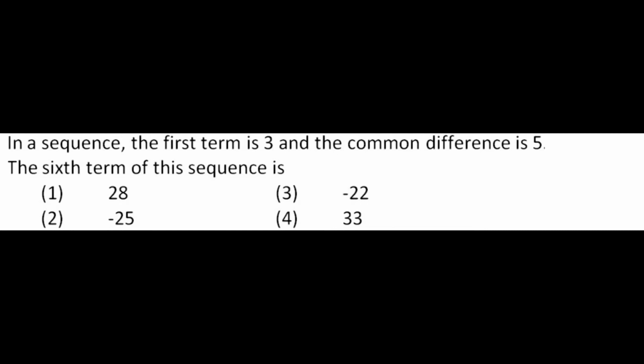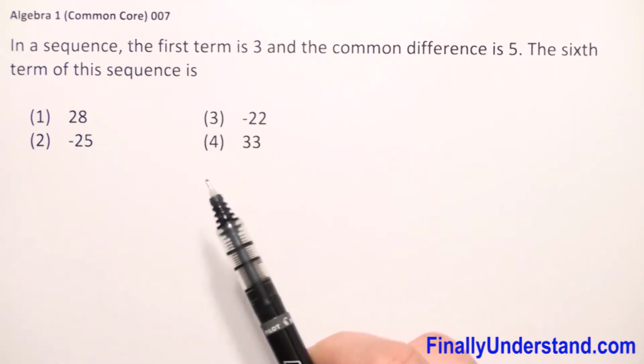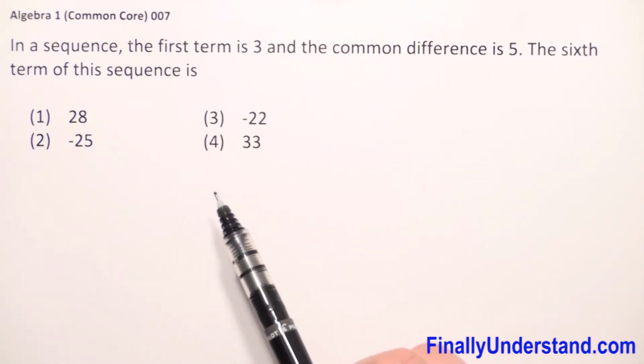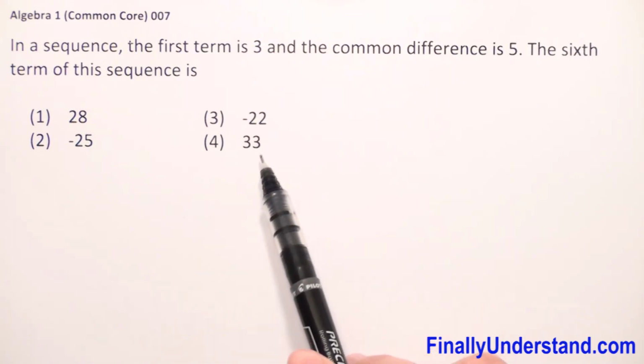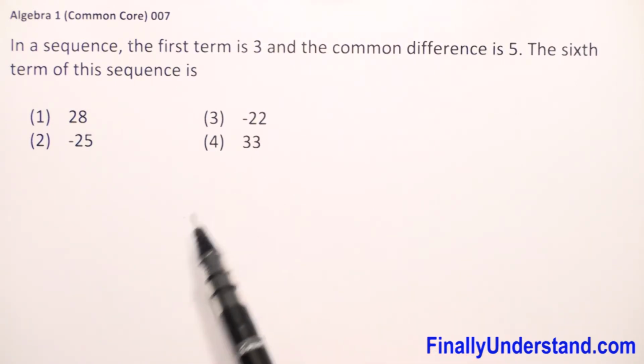In the sequence, the first term is 3 and the common difference is 5. The sixth term of this sequence is 28, negative 25, negative 22, or 33.